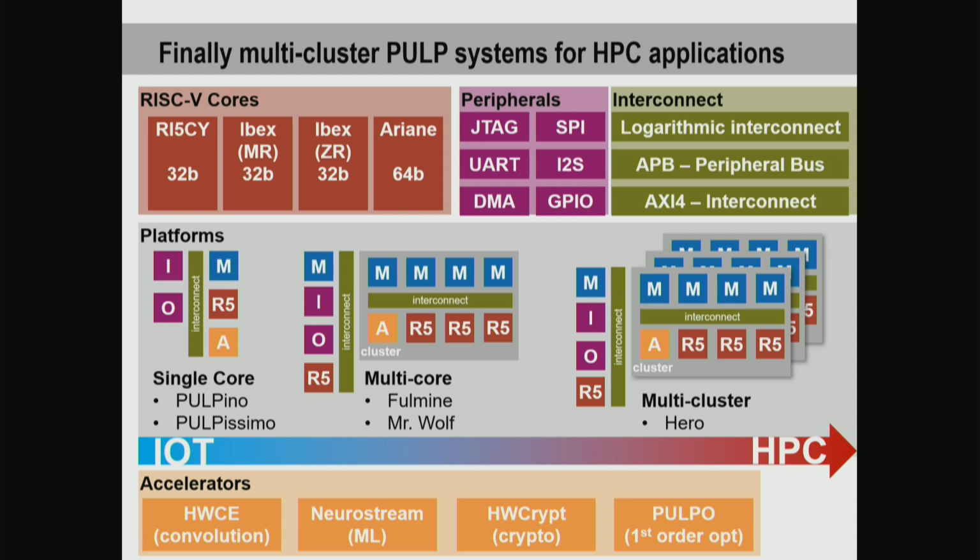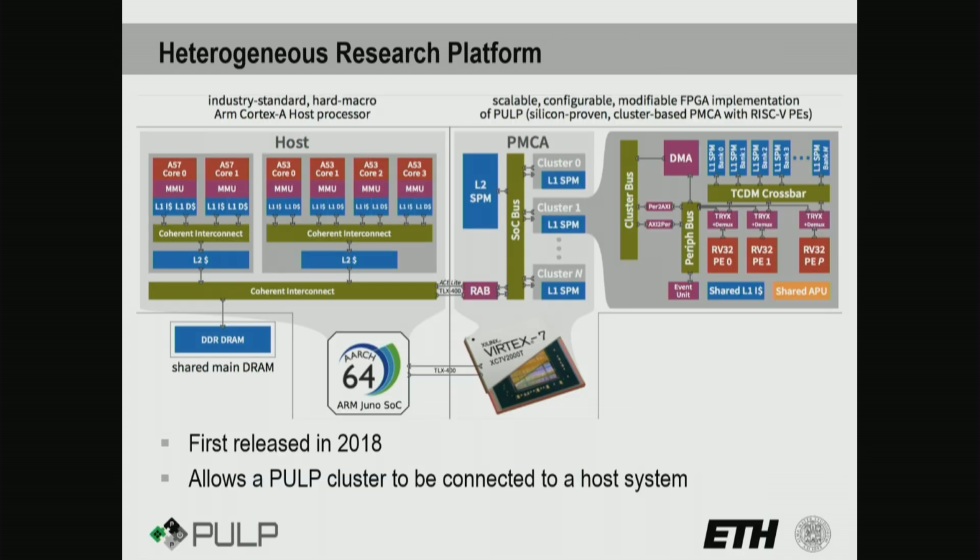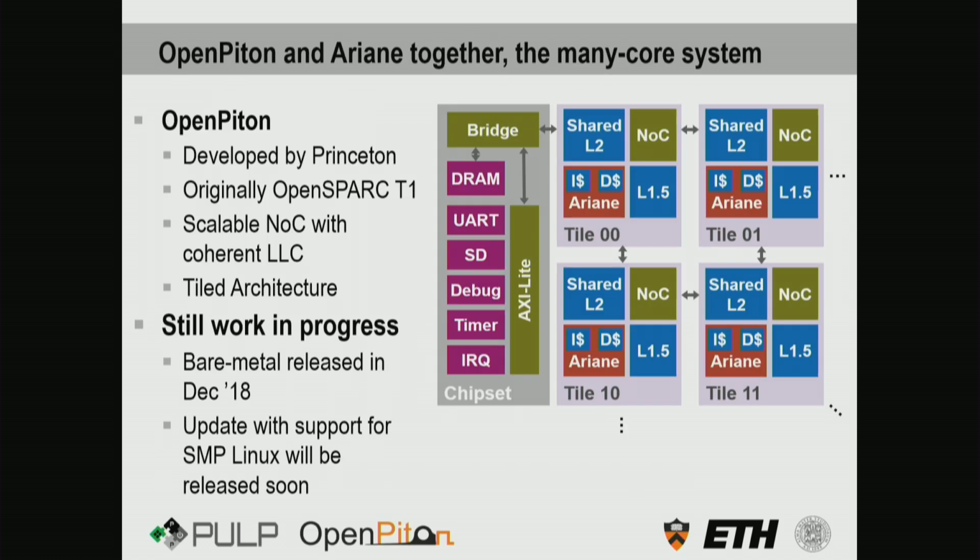And now finally, what you can do if you want to go beyond a single cluster, because the things in a cluster only scale to a certain degree. To go beyond that limit, you have to go multi-cluster. One example of that is HERO. This is our heterogeneous research platform, and it's based on an ARM-based host processor. This can be an ARM Juno SoC board with an FPGA attached, or it can be any of the Zynq devices that you can buy from Xilinx. And the idea is that in the FPGA fabric, you have a multi-cluster PULP accelerator attached, which shares memory space with the host and allows for very tightly coupled and efficient offloading of data.